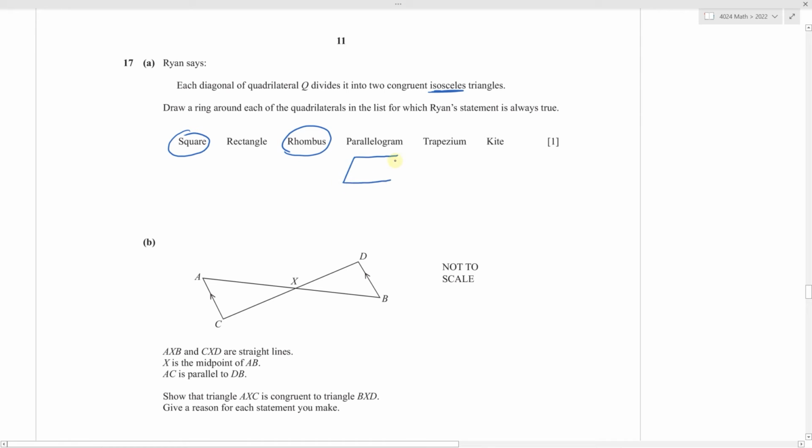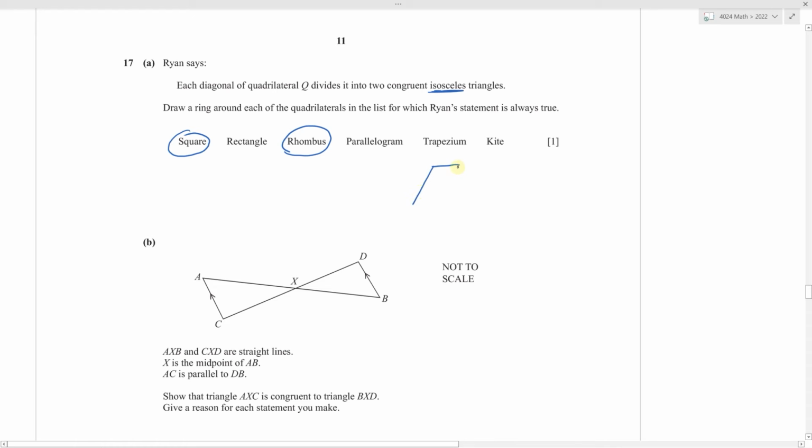Parallelogram, again, similar to rectangle. This side equal, and this side equal. So the triangles are not isosceles. Two sides of a triangle are not the same. So parallelogram is not true.